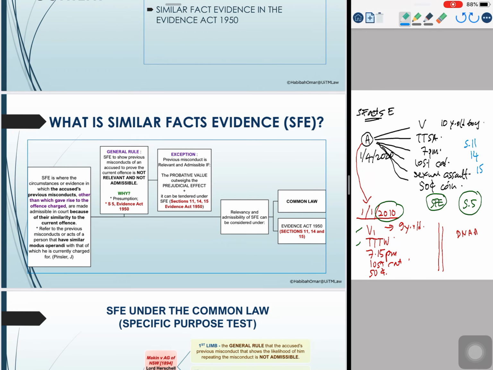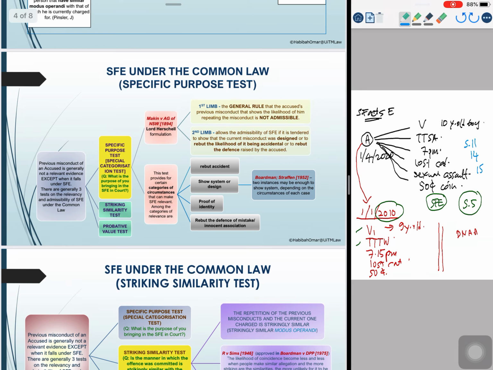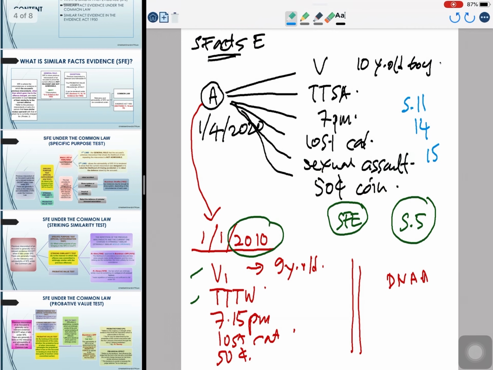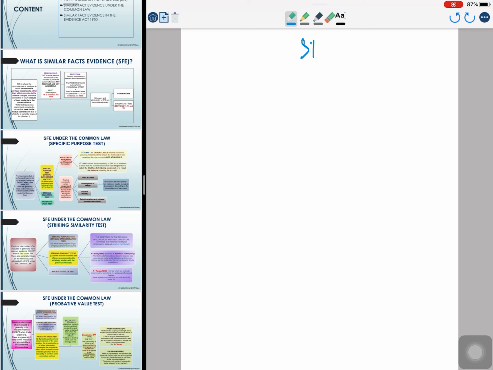Alright, now when we look at the notes here, the relevancy of similar facts evidence can be considered under the common law, and it can also be considered under the Evidence Act 1950. Now let's look at the position of similar facts evidence under the common law. To allow for similar facts evidence to be tendered under the common law, there are basically three approaches, or three tests, in determining the relevancy of similar facts evidence.